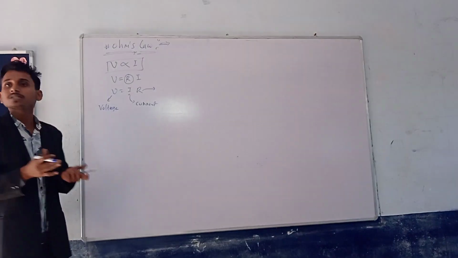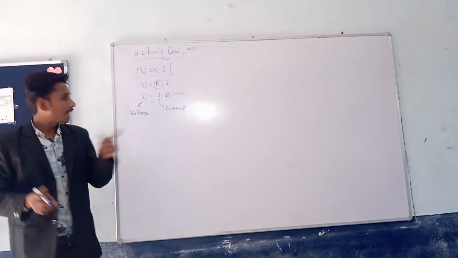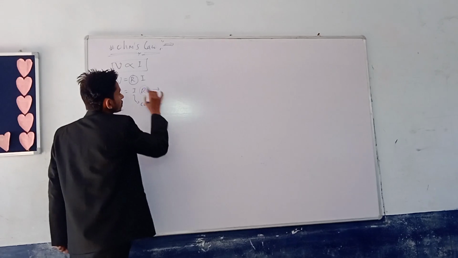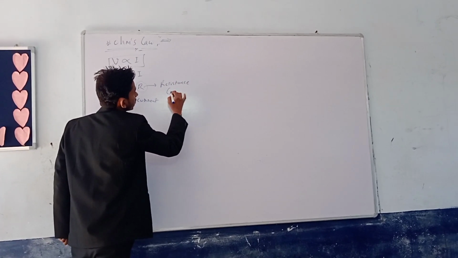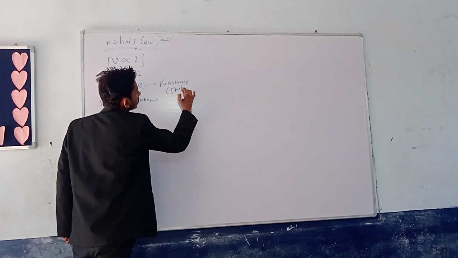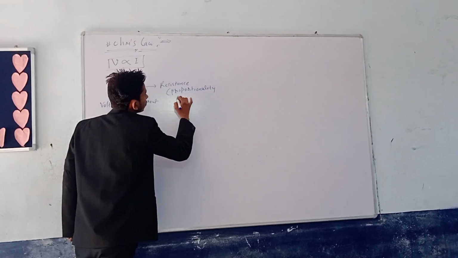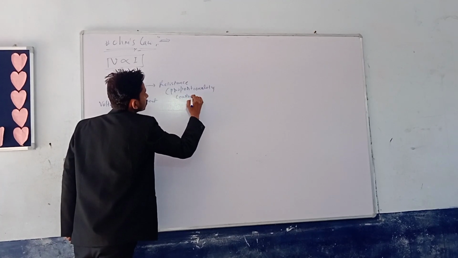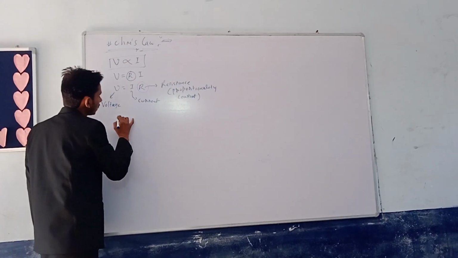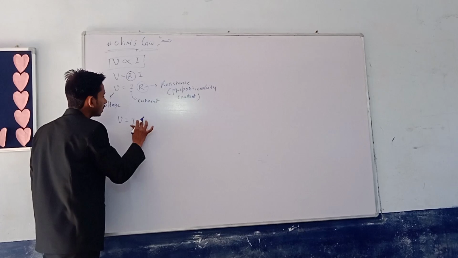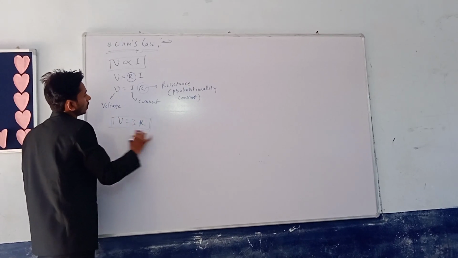Actually, R was the resistance of the circuit. Resistance is something which resists the flow of current. And here, this constant becomes resistance. Actually, this was the proportionality constant, and this proportionality constant works here as resistance, right? So this relation V equals IR is nothing but the mathematical form of Ohm's law, right?